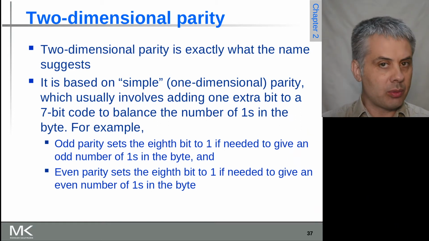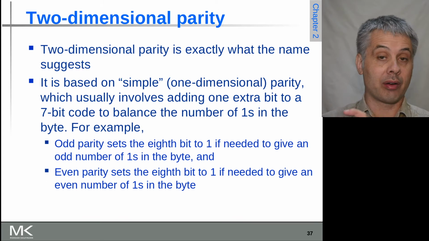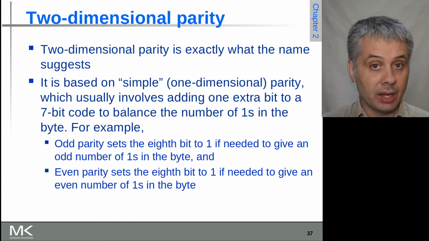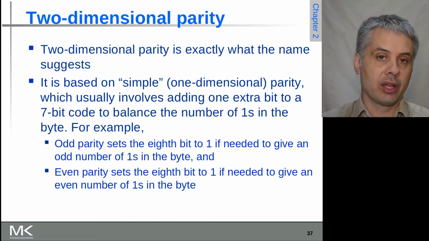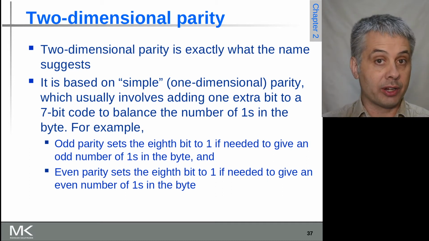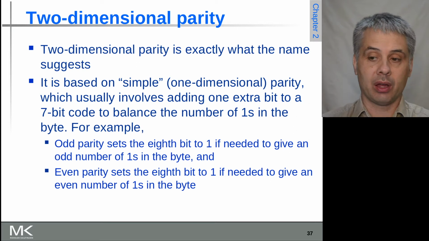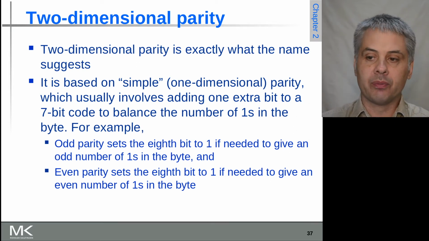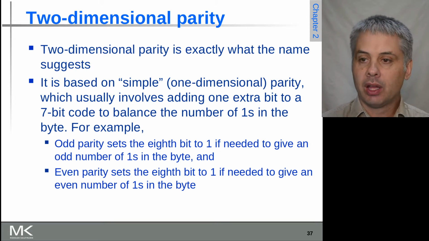And you can have odd parity, where you set that last bit to make it so that there are an odd number of ones, or you can set even parity, where you then will have a 1 if it's required to make that byte have an even number of ones. So this is a really, really simple kind of approach.